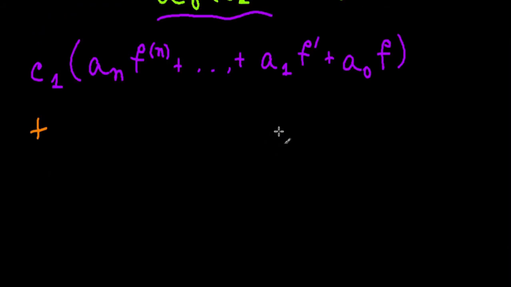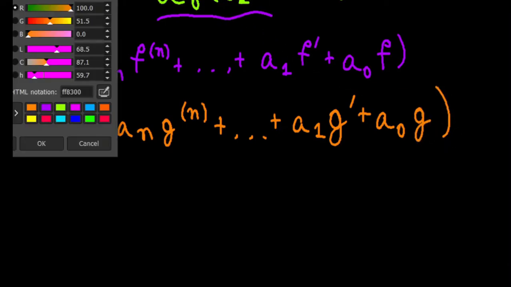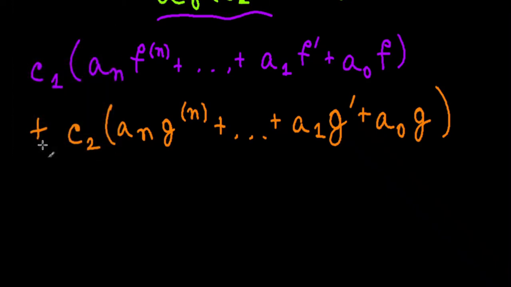So this is going to look something like c2 times the nth derivative, whoops, not f, the nth derivative of g, plus all of that in the middle, plus a sub 1 g prime plus a not g. All right, now there's something really interesting happening here. Well, what is this expression?